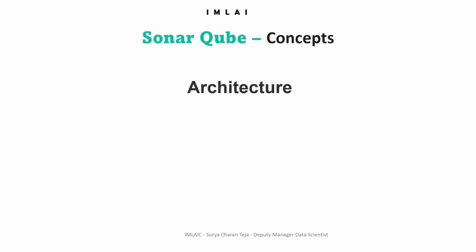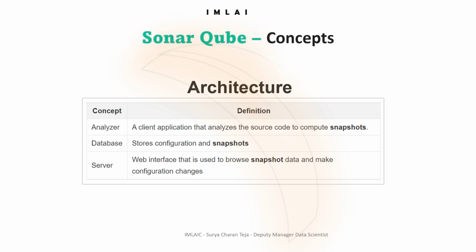So what's the analyzer? Analyzer, a client application that analyzes the source code to compute the snapshots. That's the main one. And the database. What does a database do? Database stores configurations and the snapshots that were created by the analyzer. So it's like a report. The report is created by the analyzer. And what does the server do? Server, a web interface that is used to browse a snapshot and make configuration changes.